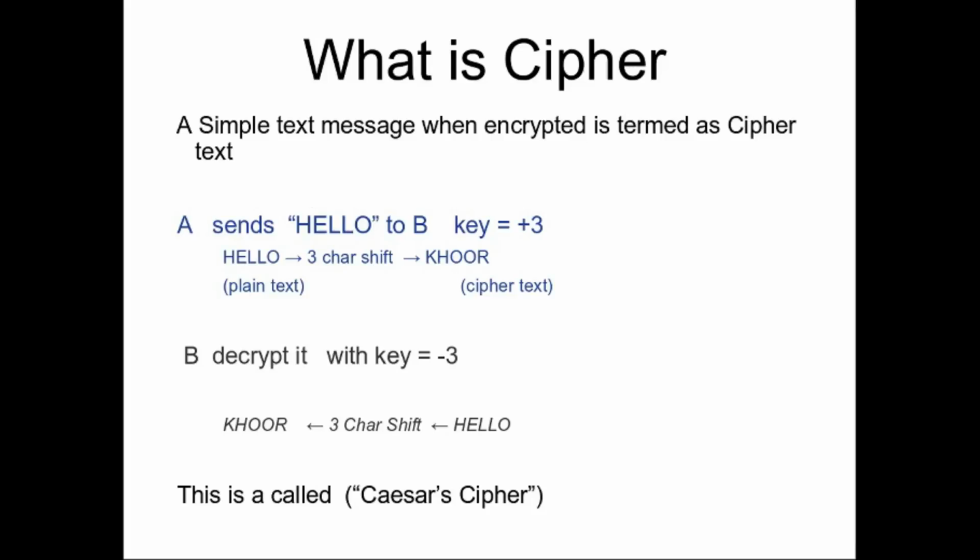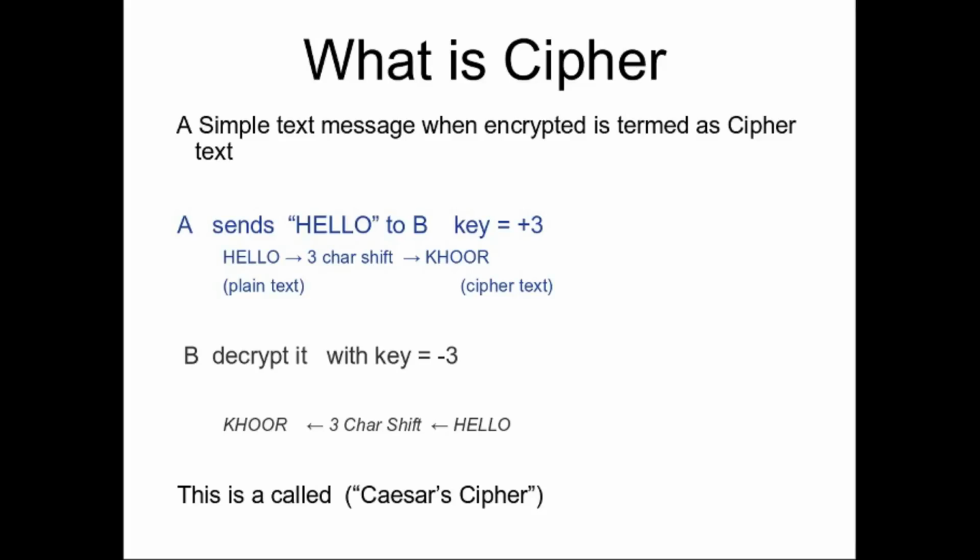What is a cipher? A cipher is a term used for any encrypted text message. So any plain message, when encrypted through some algorithm, becomes a ciphertext. A very simple example is like HELLO. If you shift every character by 3, it becomes KHOOR.